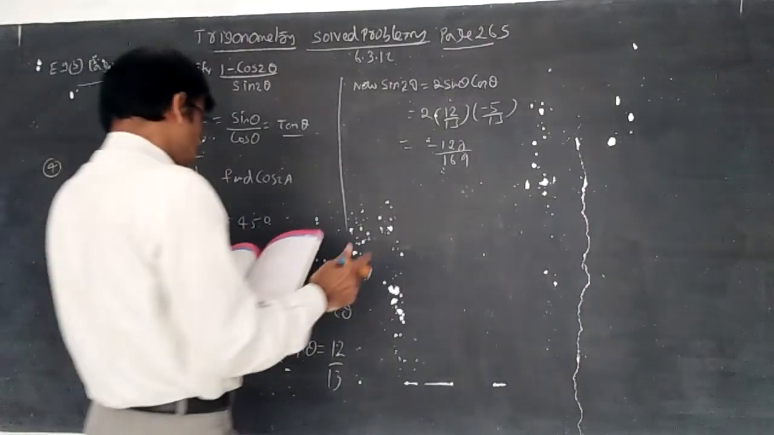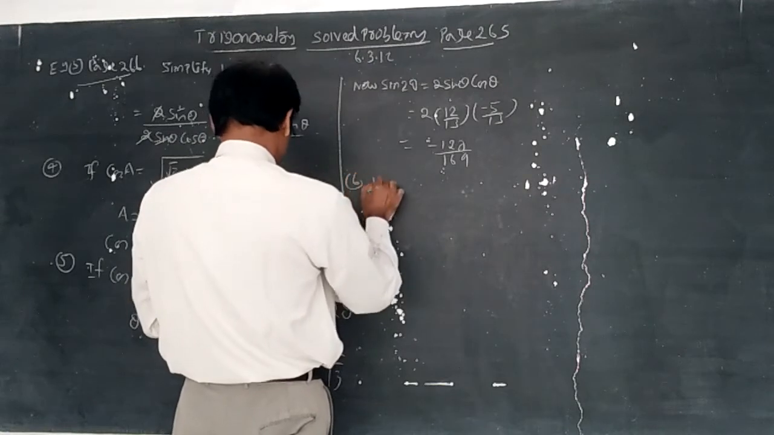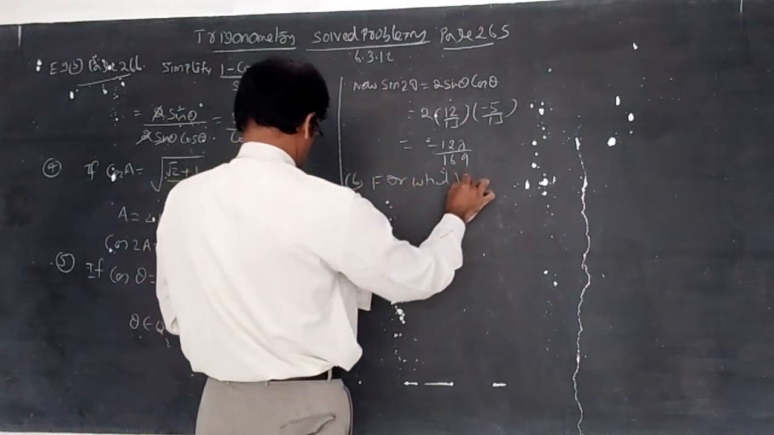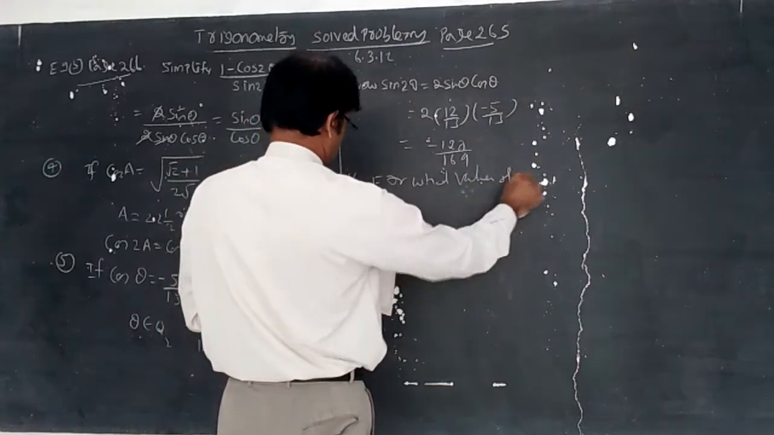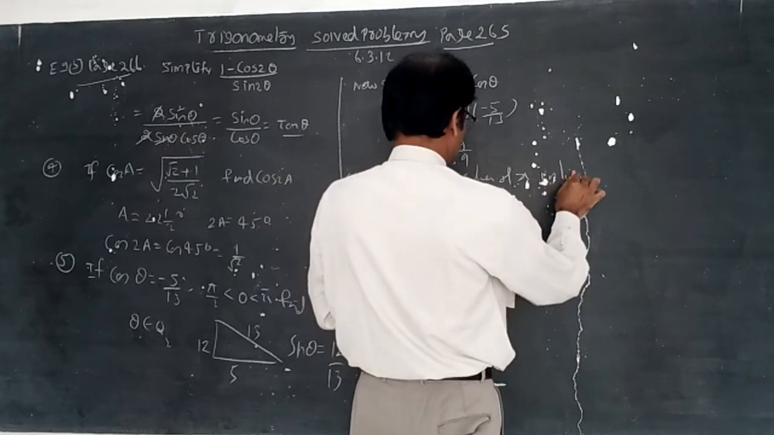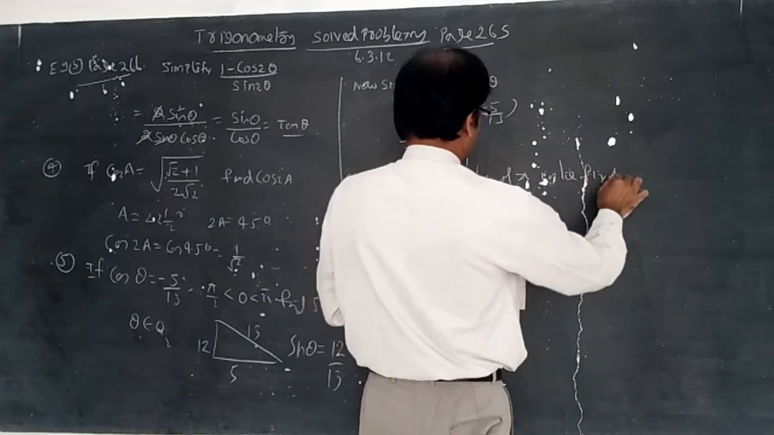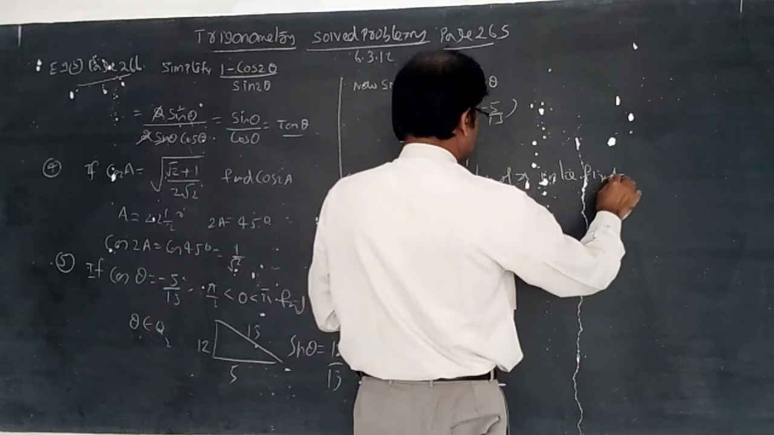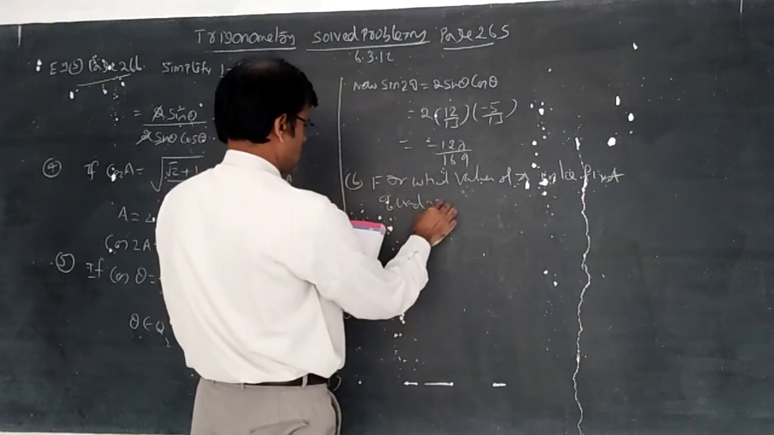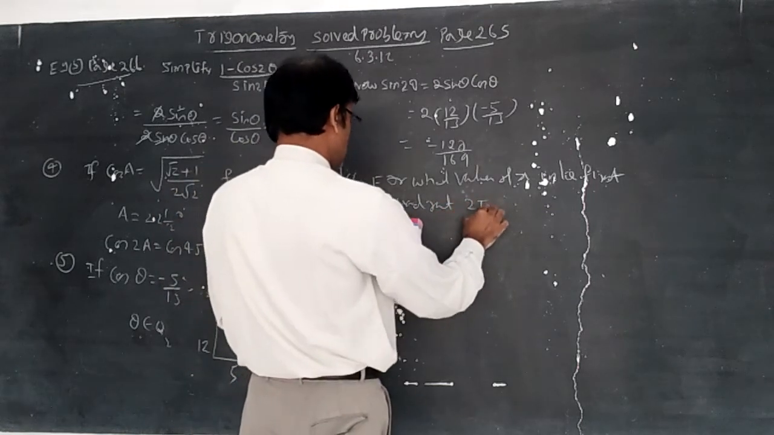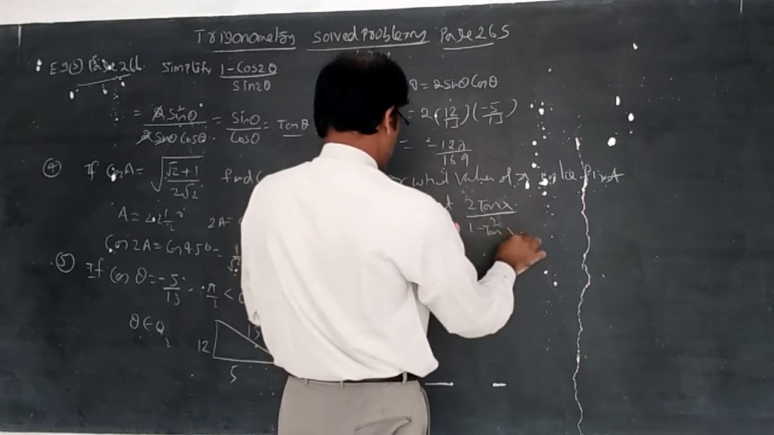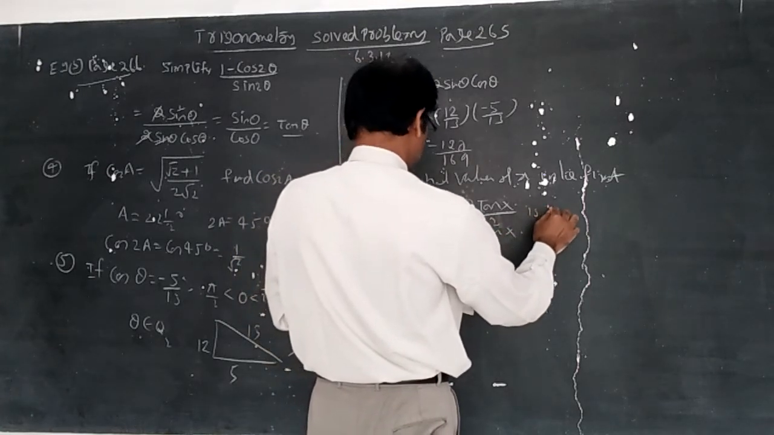Now let us write example 6. For what values of x in the first quadrant is 2 tan x by 1 minus tan square x positive?